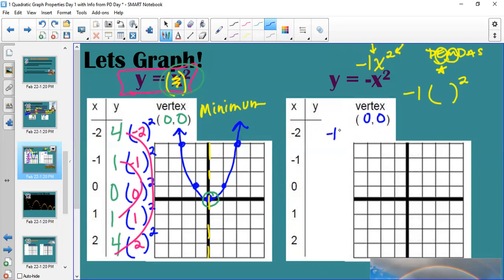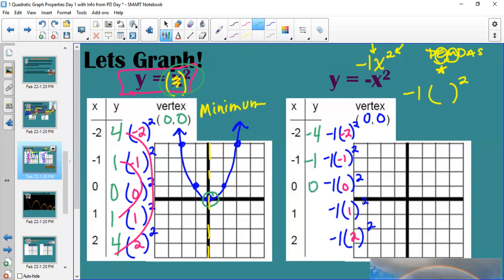Again, I could show my work here by writing out that formula for each one, and I would plug in my 5 values: -2, -1, 0, 1, and 2. So square first, then multiply. -2 squared is +4. Then I multiply it by -1 to get -4. -1 squared is 1. Multiply it by -1, -1. 0 squared times -1, still 0. 1 squared is 1 times -1 is -1. 2 squared is 4 times -1 is -4.